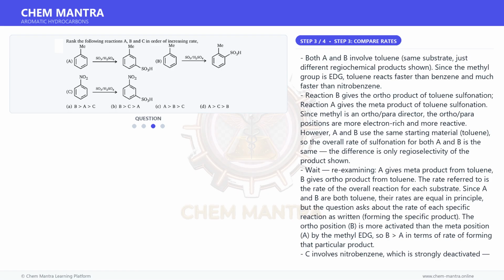Since A and B are both toluene, their rates are equal in principle, but the question asks about the rate of each specific reaction as written, forming the specific product. The ortho position, B, is more activated than the meta position, A, by the methyl EDG, so B > A in terms of rate of forming that particular product. C involves nitrobenzene, which is strongly deactivated, slowest.